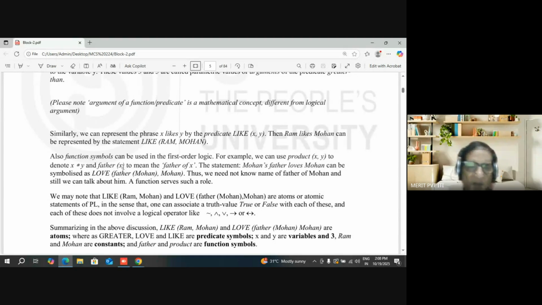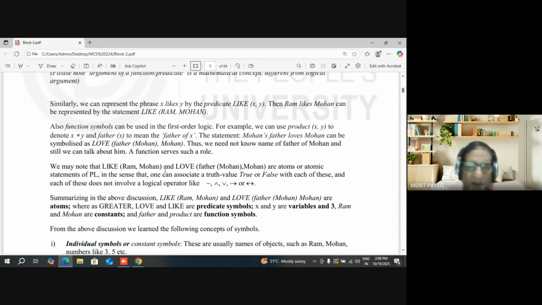Similarly, father of x means father of x. The statement Mohan's father loved Mohan becomes love(father of Mohan, Mohan), that is, father of Mohan loves Mohan. First comes father of Mohan, then Mohan. Look, first open the bracket in father(Mohan): father of Mohan, then loves whom, the second one, Mohan.